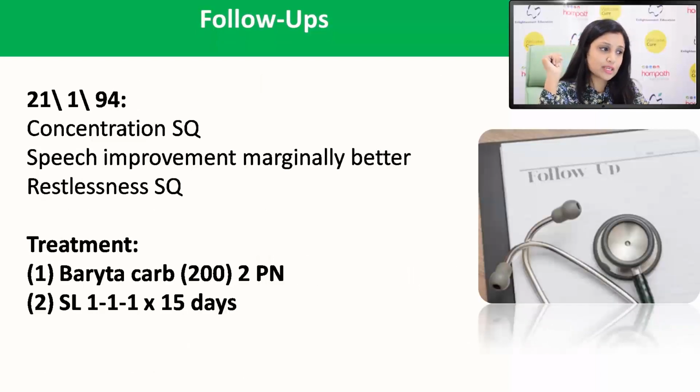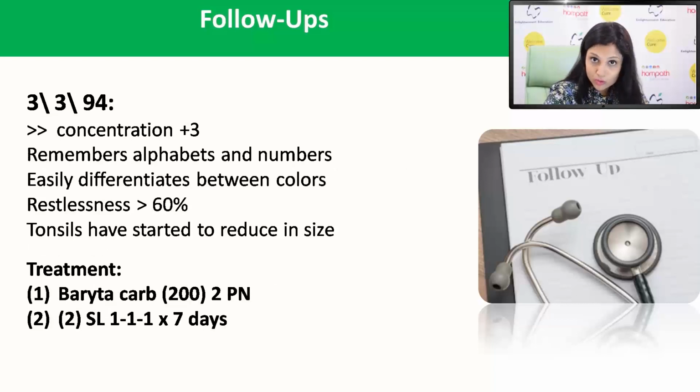The next follow-up he came, there were no major changes in the symptoms. There was no major improvement, which is why the potency was increased. So whenever improvement stops, what we tend to do is now we increase the potency. And now he was given just 2 powders of Baraita-Carb 200 to be taken once in a week and SL for 15 days.